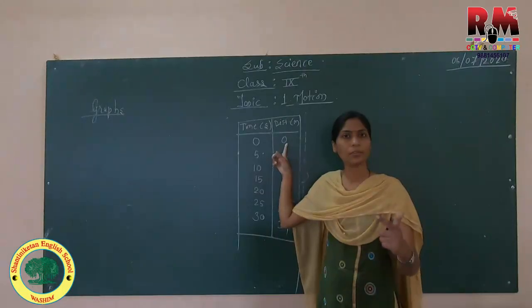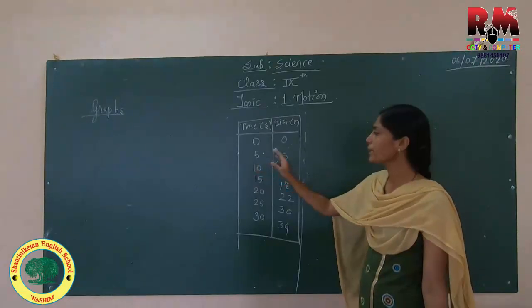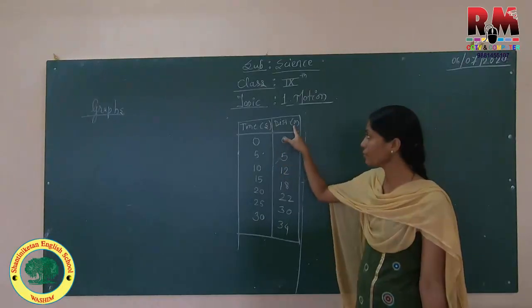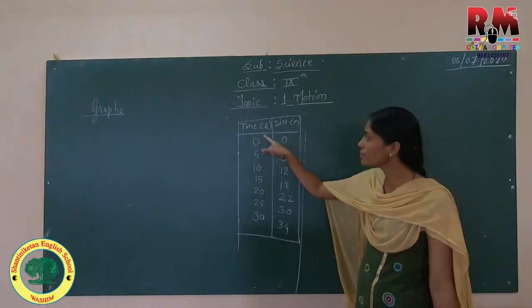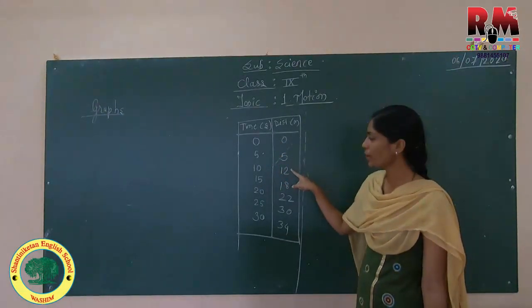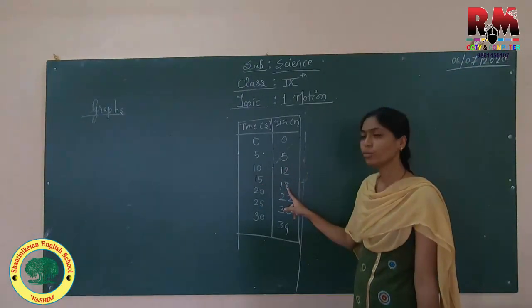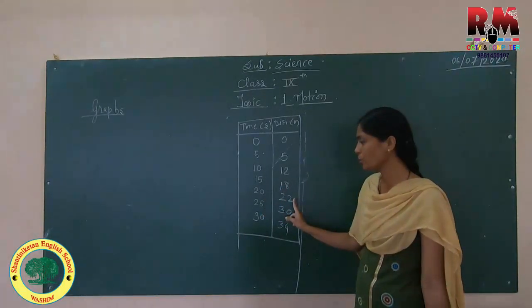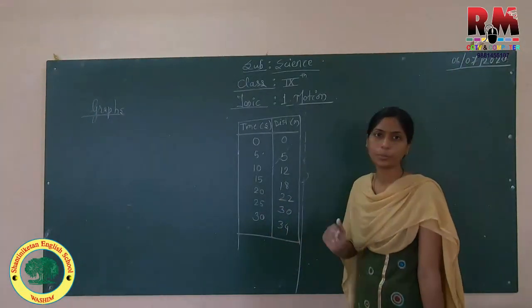In the very first lecture I told you about reference point, origin. After 5 seconds, the distance covered by an object was 5 meter. It is given in meter and time is given in second. After 5 seconds, it reached 12 meter, means from 5 to 12. In 15 seconds, it reached 18 meter. 20 seconds, 22 meter. 25 seconds, 30 meter. And at 30 seconds, it reached 34 meter.